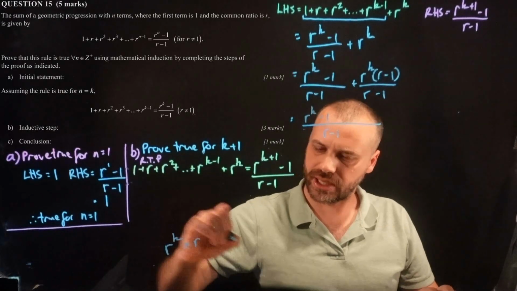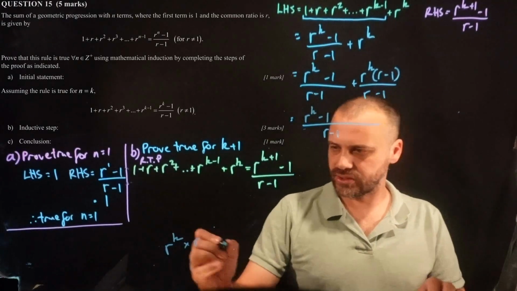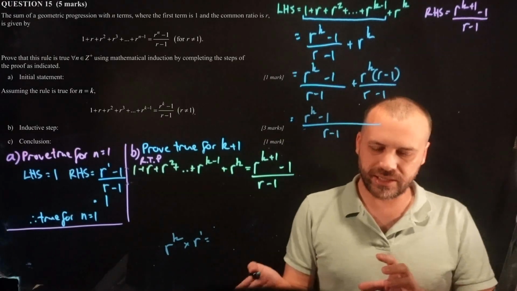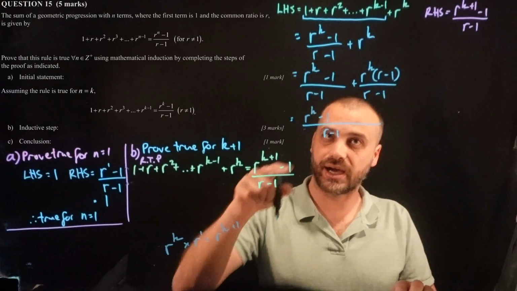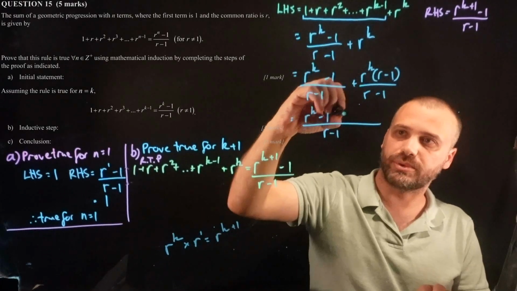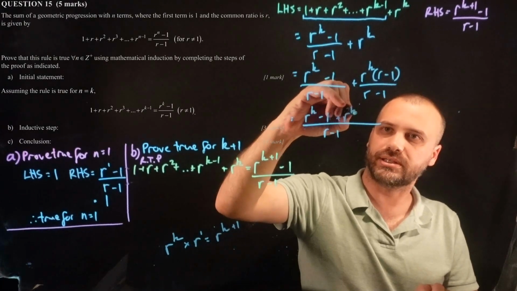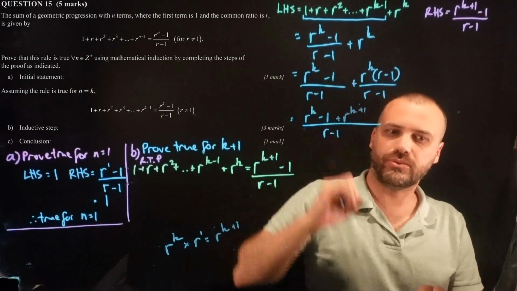r to the k times r. That's the same as r to the k times r to the 1. And your index laws would tell you that we can add those powers together. So we get r to the k plus 1 when we multiply this by this. r to the k plus 1.